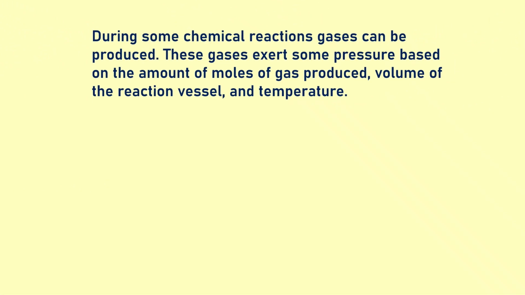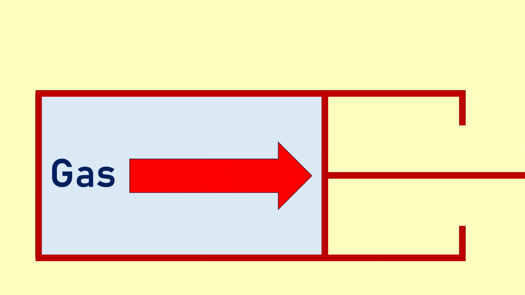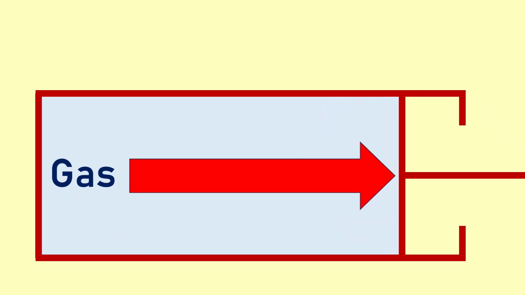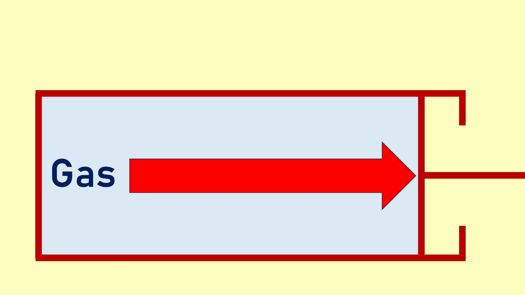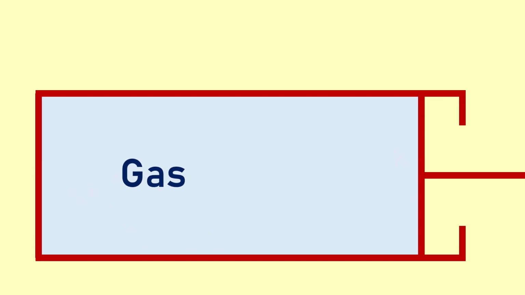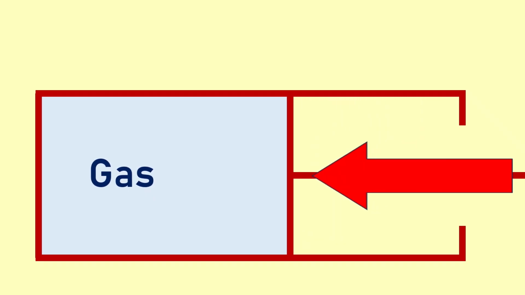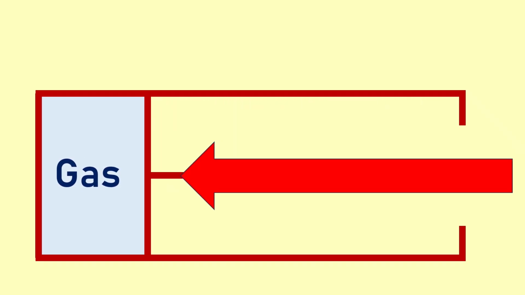During some chemical reactions, gases can be produced. These gases exert some pressure based on the amount of moles of gas produced, volume of the reaction vessel, and temperature. I'll refer you to my videos on gases for further discussion. Consider the container with a movable piston shown here. A gas can expand and push against the piston and the atmospheric pressure. This is work done by the gas on the surroundings. Conversely, if the pressure of the surroundings is greater than that of the system, work can be done by the surroundings on the gas system.